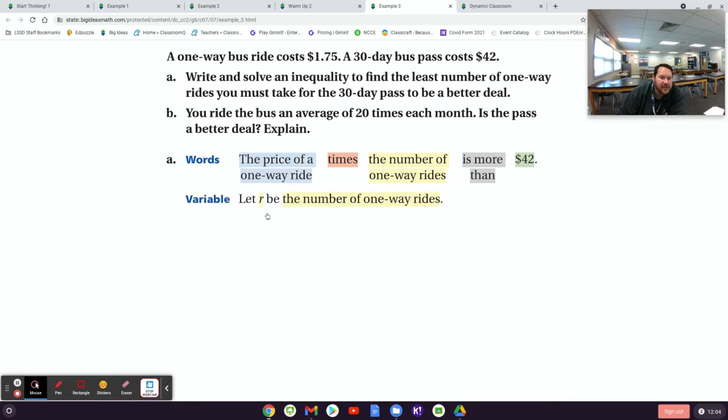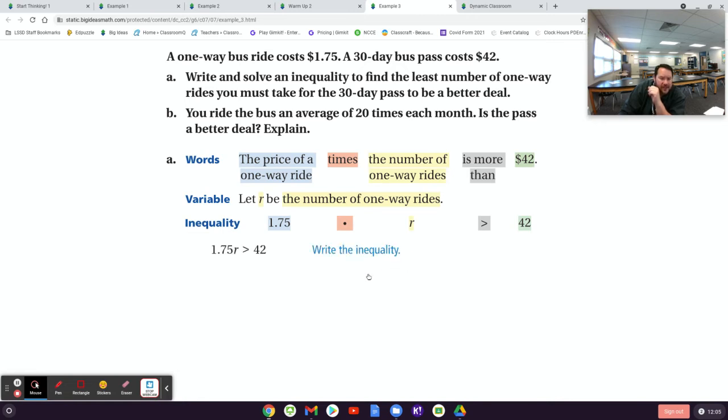So we could say R, that's our number of one-way rides. That's this one right here. And we know the price is 1.75. So here's our inequality: 1.75R is greater than 42. Now that you know the inequality, I want you to try to solve the inequality.